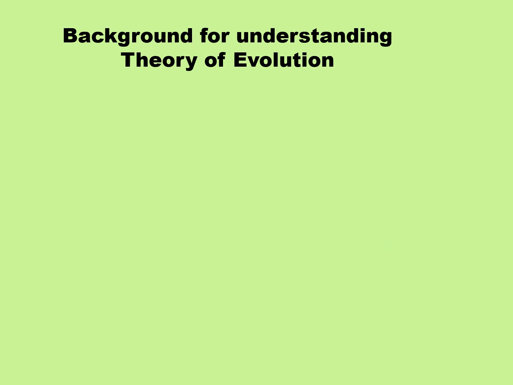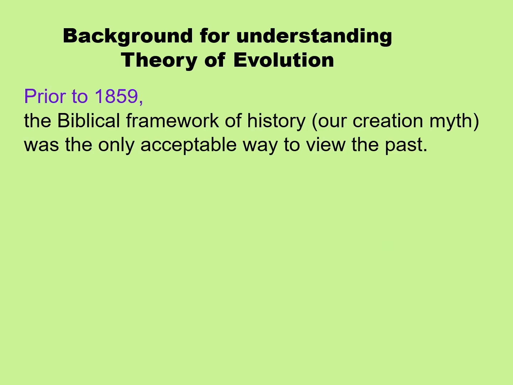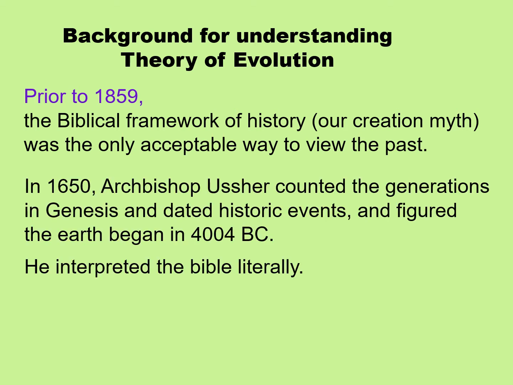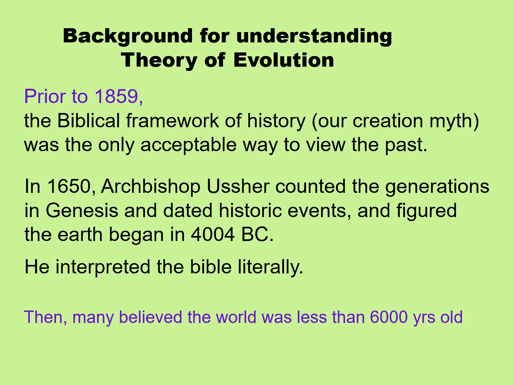I'd like to provide some historical background for understanding the theory of evolution. Prior to 1859, the biblical framework of history, our creation myth, was the only acceptable way to view the past. In 1650, Archbishop Ussher counted the generations in Genesis and dated historic events in the Bible, and figured that the Earth began in 4004 BC. Not only that, it began at 9 a.m. on October 23rd if he meant to use the Julian calendar. He didn't tell us which calendar. Or October 22nd at nightfall if he was using the Jewish calendar. Archbishop Ussher interpreted the Bible literally.